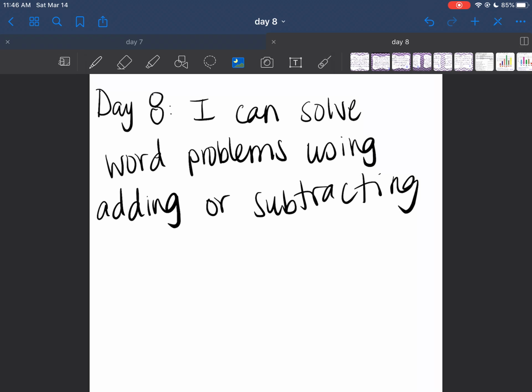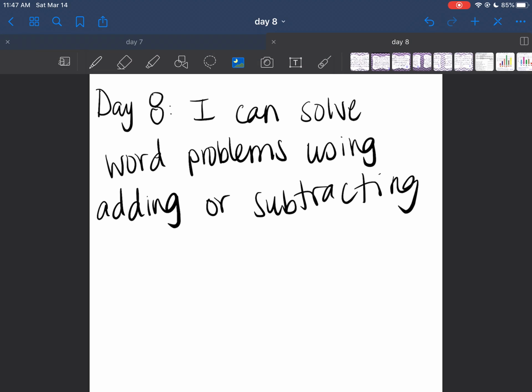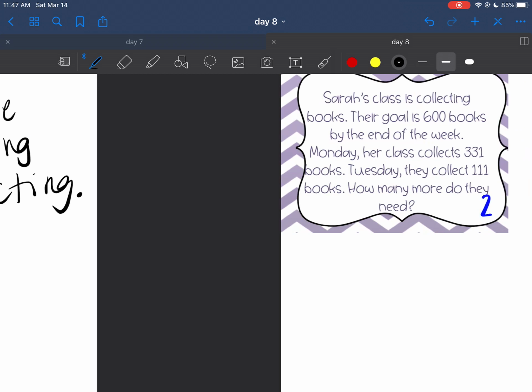So for today we're going to be using adding and subtracting to solve word problems. Our I can for today is I can solve word problems using adding or subtracting. What I'm going to do is I've given us 4 problems to solve together. We're going to walk through how to solve them, strategies to use, and then I've given you some to practice on your own, okay?